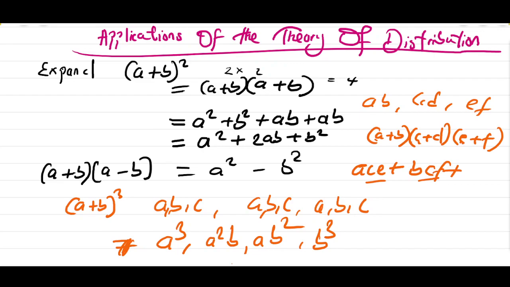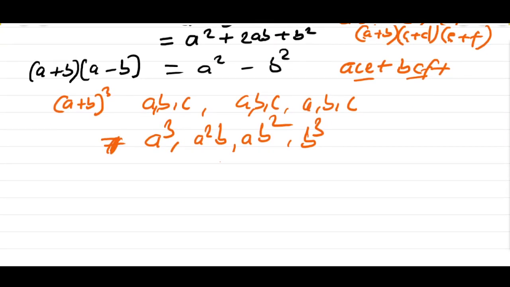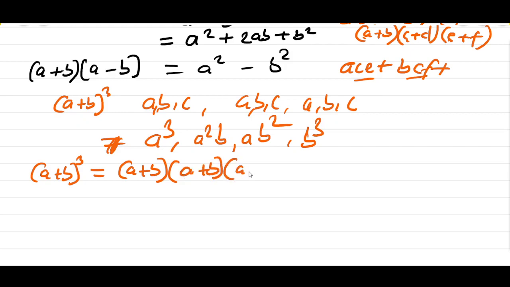Now let's see. If we take this term a plus b to the third power, it is equal to a plus b multiplying a plus b, and then we multiply a plus b again. So we get a total of 2 times 2 times 2 terms. But when we expand this out, we see that we get 4 distinct terms only. So some of them must have repeated.